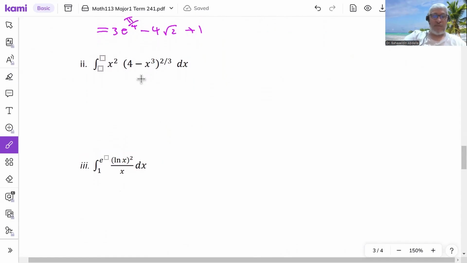I have integral by substitution. Maybe to use integral by substitution, this one, 4 minus x cubed, I need the derivative of 4 minus x cubed to be outside if I take it as u. Well, the derivative of 4 is 0. The derivative of x cubed is 3x squared. I have x squared here. So I need to multiply by negative 3. That's no problem. So I'm going to write it, integral. I'll multiply by negative 3.